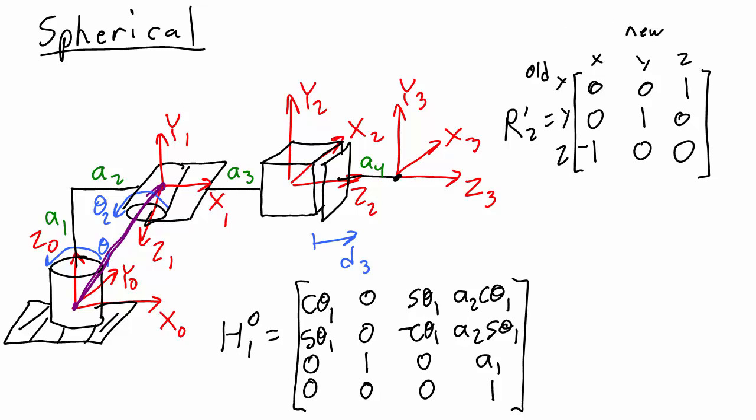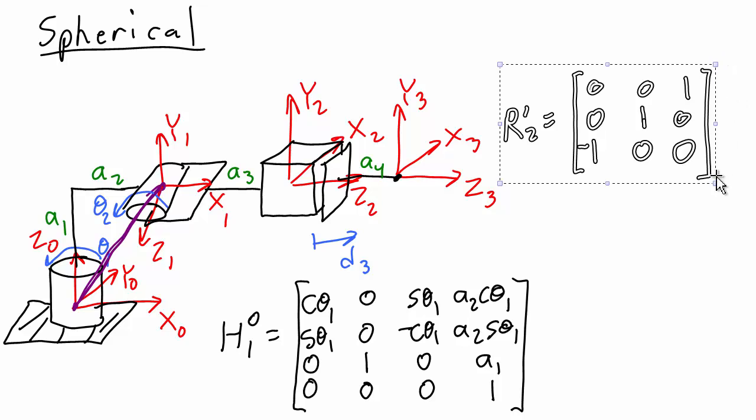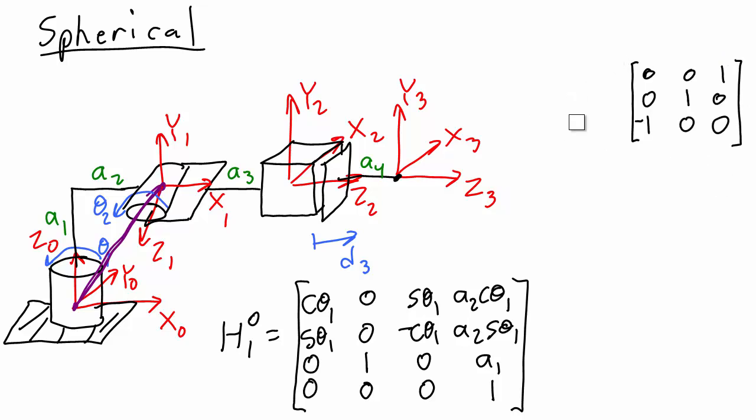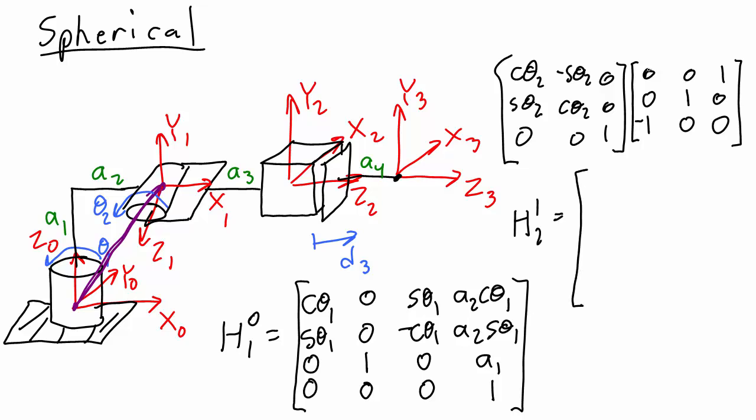So I'm not yet done with my rotation matrix because I still have to account for the rotation theta 2. And the way we account for that is by left multiplying by a rotation of theta 2 around z. I'm going to multiply and fill in the result in my homogeneous transformation matrix. And of course I have to fill in zeros at the bottom.